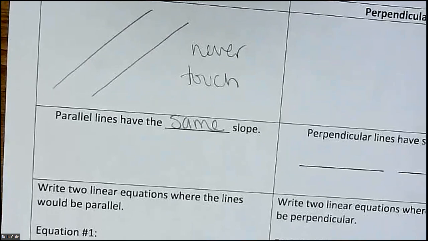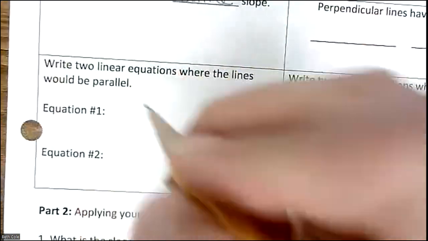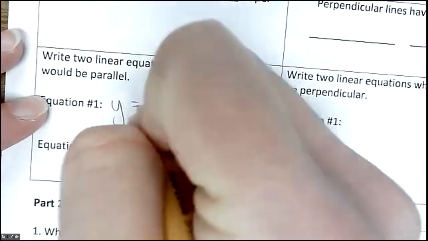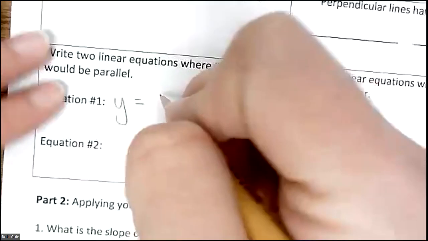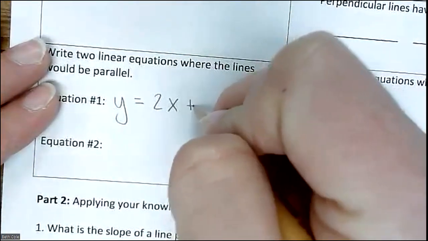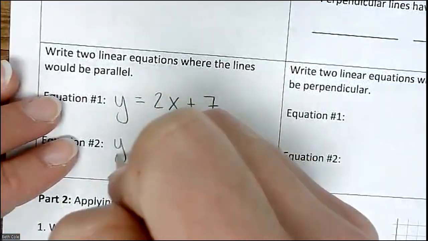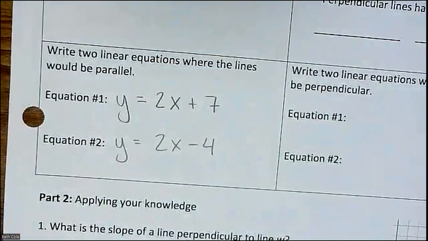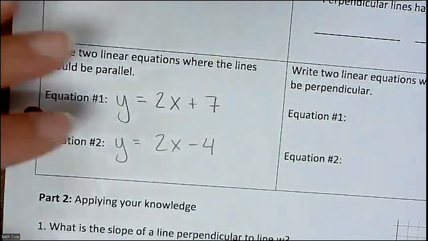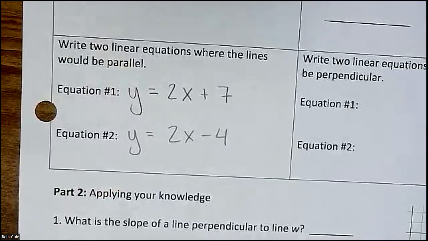So this is write two equations where the lines would be parallel. We're just going to make something up and it's going to be y equals mx plus b. Can y'all give me a single digit number? We'll just invent an equation. Okay. So if you do y equals 2x plus 7, and then I heard somebody say 4 as well. We'll say y equals 2x minus 4. It doesn't really matter what the y-intercept is, but do you see how they have the same slope? It's both 2. Then they're parallel. They're never going to run into each other.